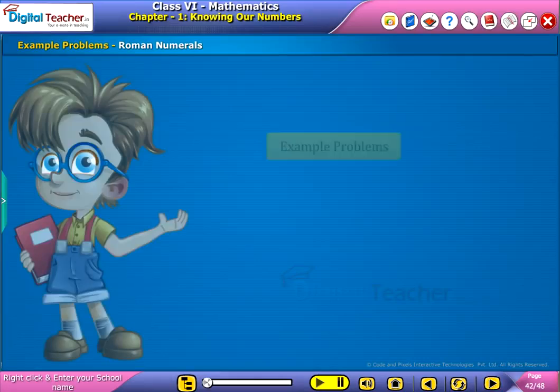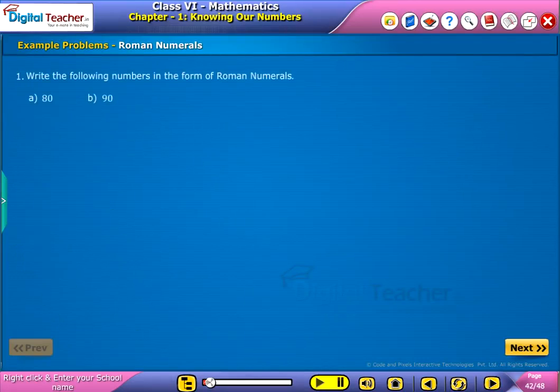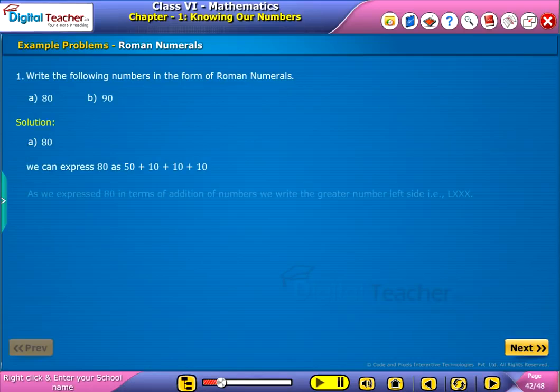Let us solve some examples on Roman numerals. Write the following numbers in the form of Roman numerals. Let us start with number 80. We can express 80 as 50 plus 10 plus 10 plus 10. As we expressed 80 in terms of addition of numbers, we write the greater number on the left side, that is LXXX.